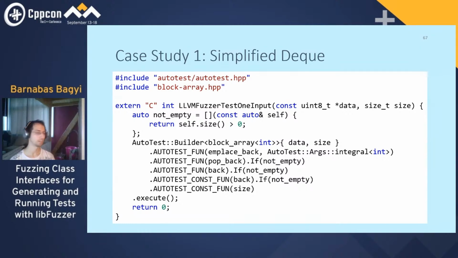We have mPlaceBack, which has the placeholder for an integral argument, which is of type int. We have popback, which requires the container not to be empty. We have back, which also requires the container not to be empty, both in constant and in non-constant forms. And we have a size method. And I was pretty happy about how it turned out.